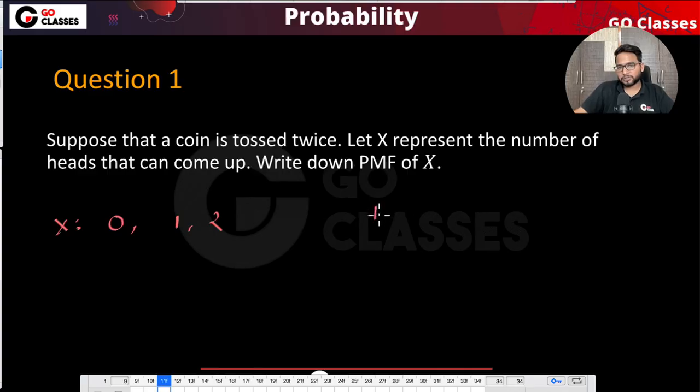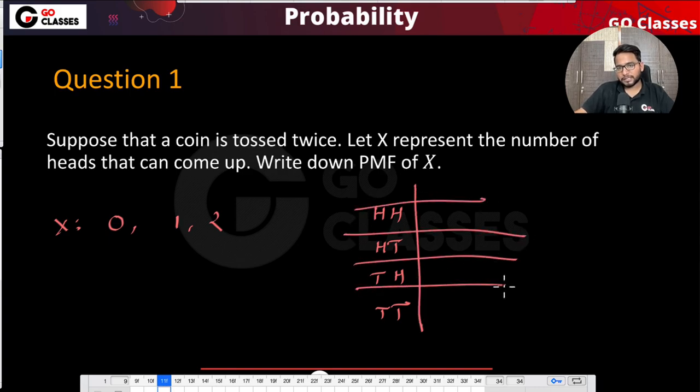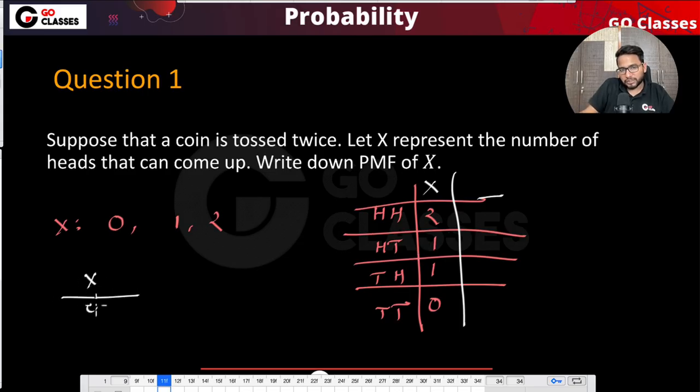See, the sample space looks like this: head head, head tail, tail head, and tail tail, right? Now for head head, I will say number of heads are 2 here, number of heads are 1 here, number of heads are 1 here, number of heads are 0. So basically x can take these possible values only: 0, 1, 2, right?